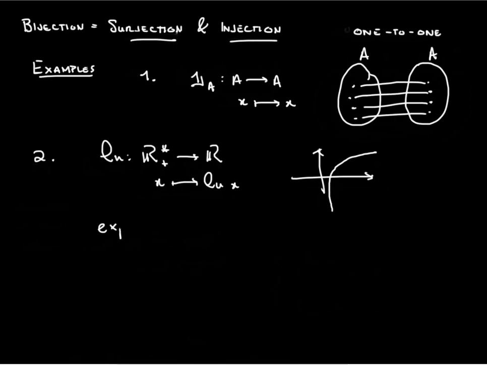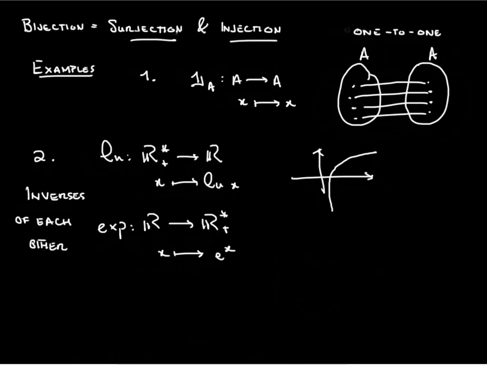Now, this function goes hand in hand with the exponential function, which goes from the reals to the positive real numbers, and we're assigning x to e to the x. They go hand in hand because they are inverses of each other. What I mean by that is if you take ln of e to the x, you're going to obtain x, and if you take e to the ln of x, you're going to obtain x again.